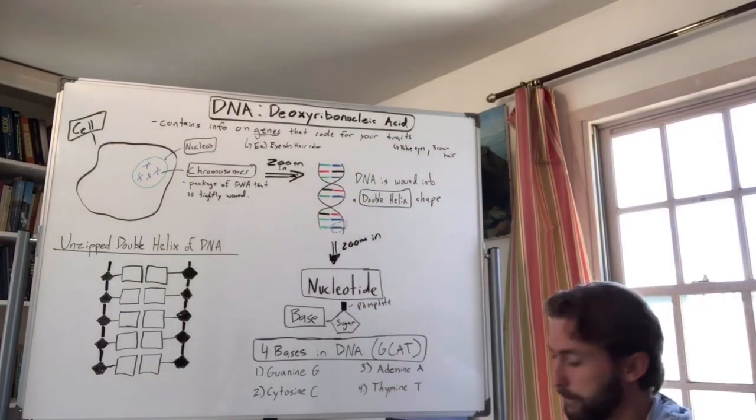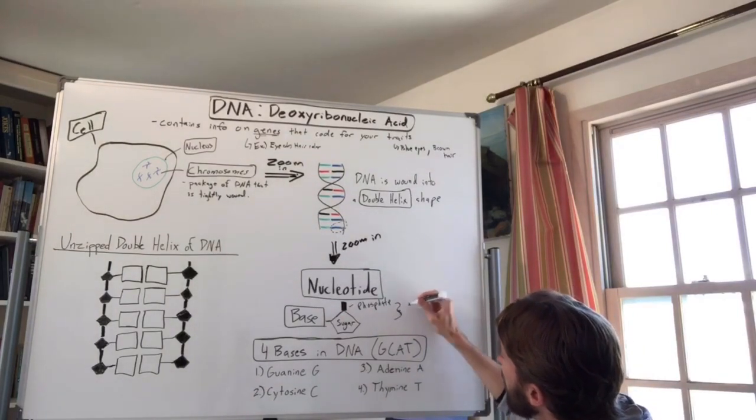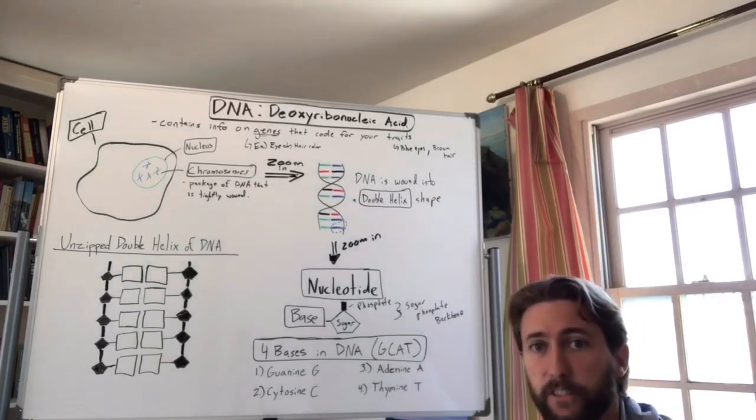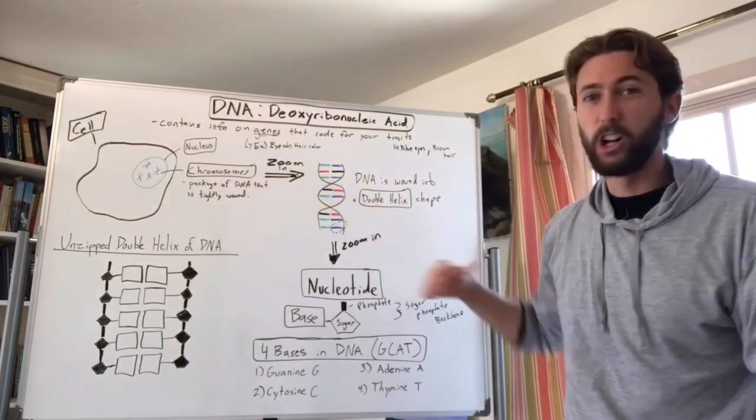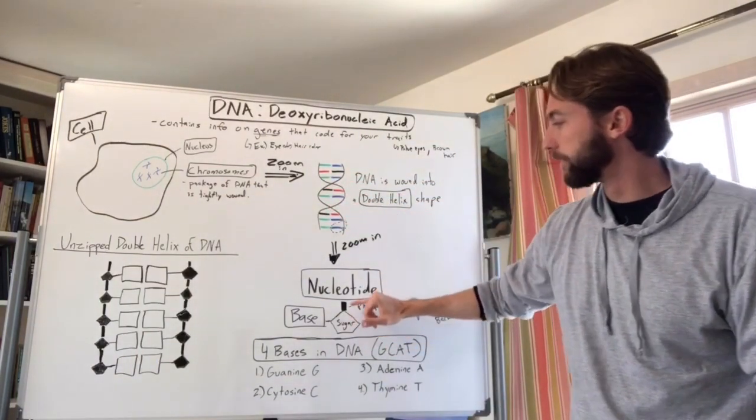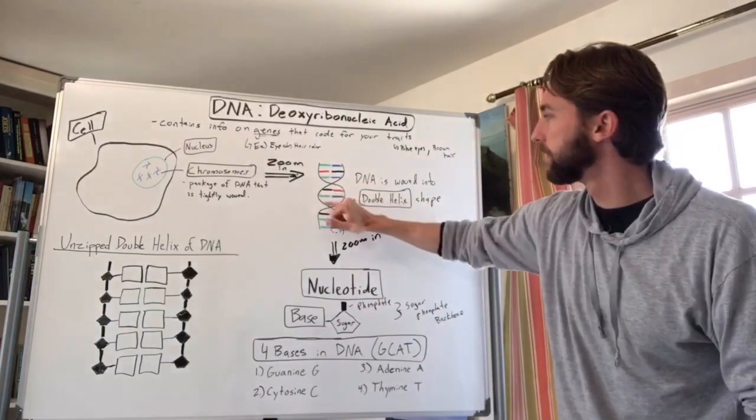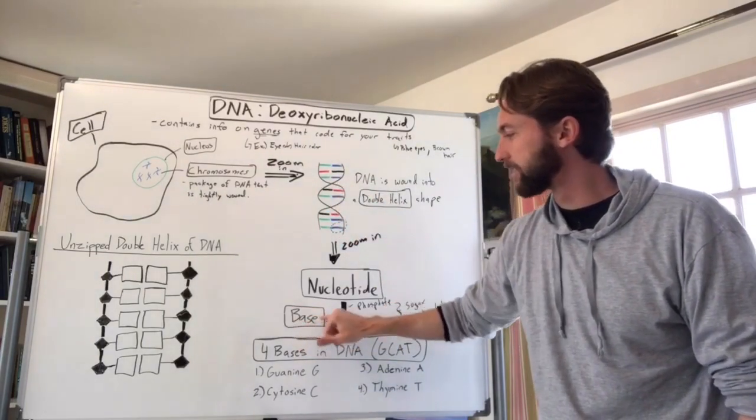So the backbone of DNA is called the sugar phosphate backbone, because one strand of a DNA molecule is made up of alternating sugar and phosphate. So we've got a phosphate, then a sugar, then another phosphate, a sugar, phosphate, sugar as we go along the outside. And on the inside, these rungs, like I mentioned, are our nitrogenous bases.